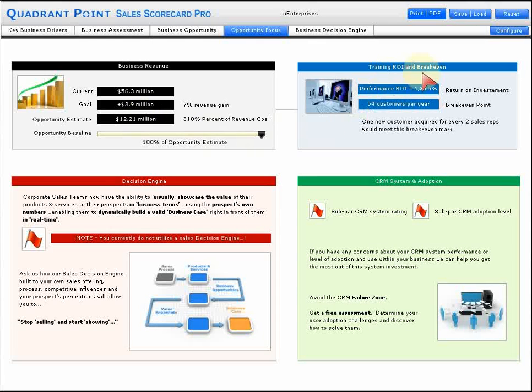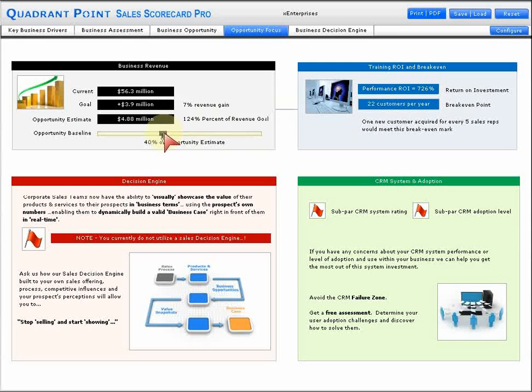And here training ROI and break even says here's the 1800% target. 54 customers per year would deliver break even on that. Well, what if you don't hit this target here, but you could only deliver, for example, say 40%? What would that look like? Still delivering above goal, and you'd only need 22 customers per year to hit break even, and still a 700+% return on investment. Again, very compelling.